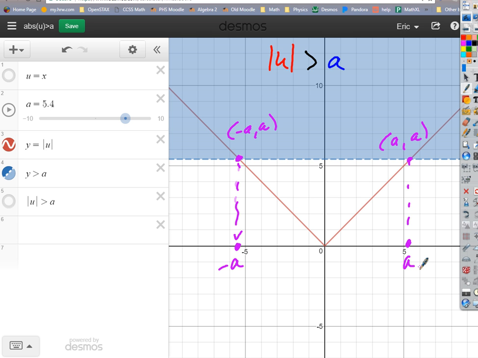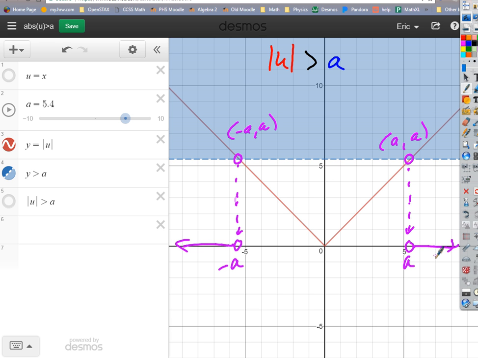And by the way, I made a mistake there. I made that solid. Should it be solid? No, it should be open. How come this one's not closed? Because it's not equal to it. There's no equal to there. Good. And then we're only going to shade the regions off to the sides.